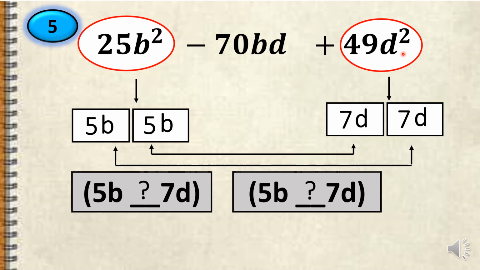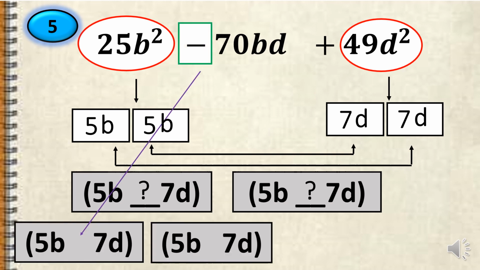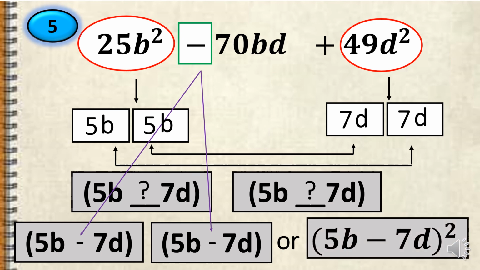Then decide for the operations of our factors. Since our second term is subtraction, or negative, that means the operation of our factors will also be negative. So you have now our answer as quantity 5b minus 7d, or we can write this in exponential form as quantity 5b minus 7d squared. Okay, so that is our final answer.